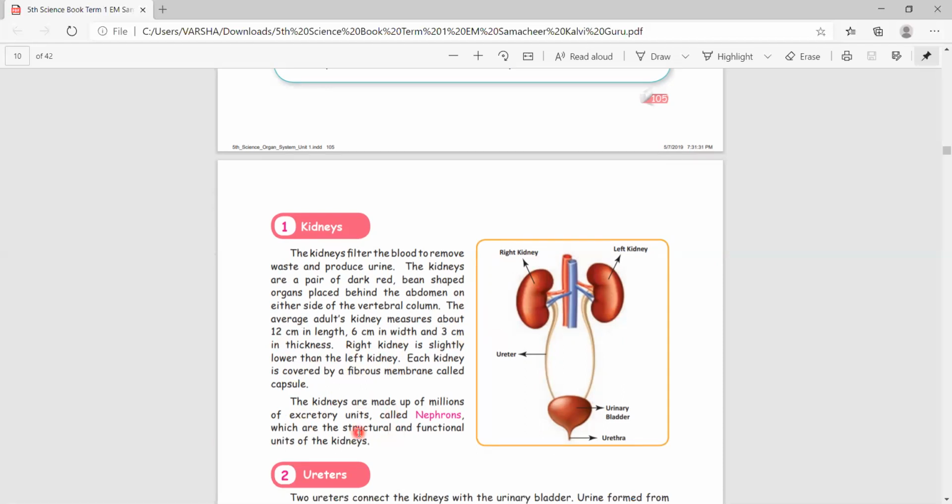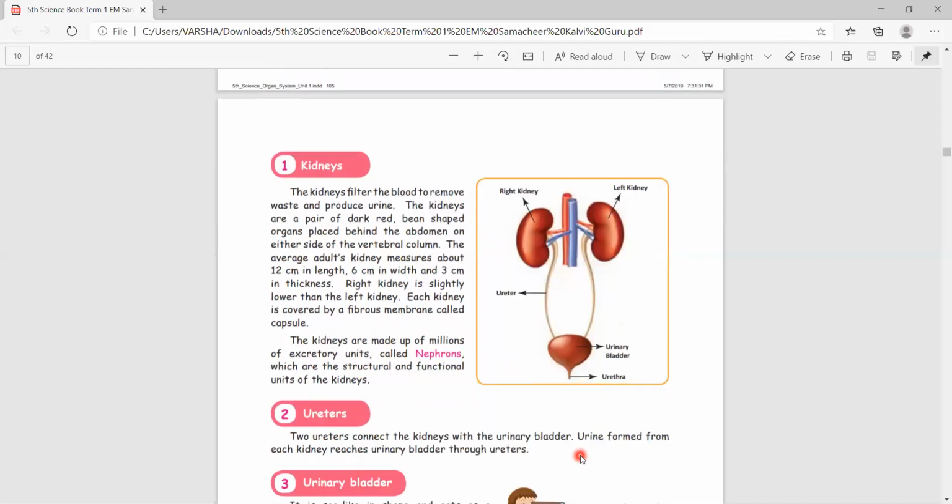The kidney has millions of excretory units called nephrons, which are the structural and functional units of the kidney. Here we can see the right kidney and the left kidney, the ureters, the urinary bladder, and the urethra.